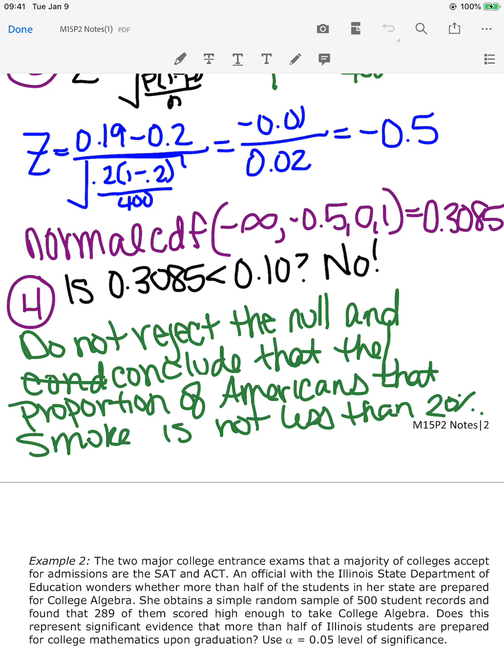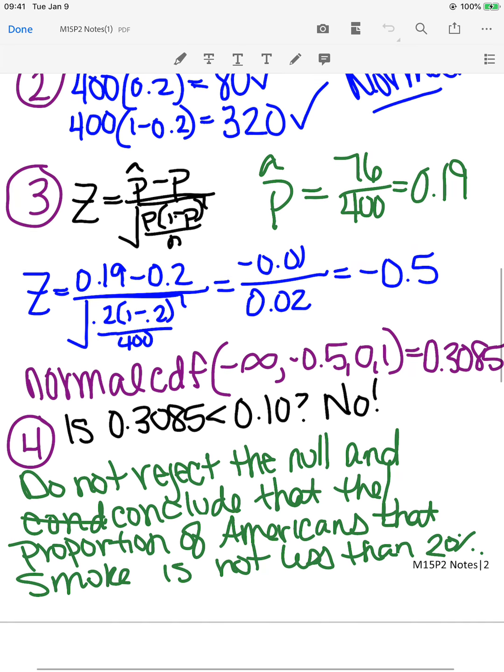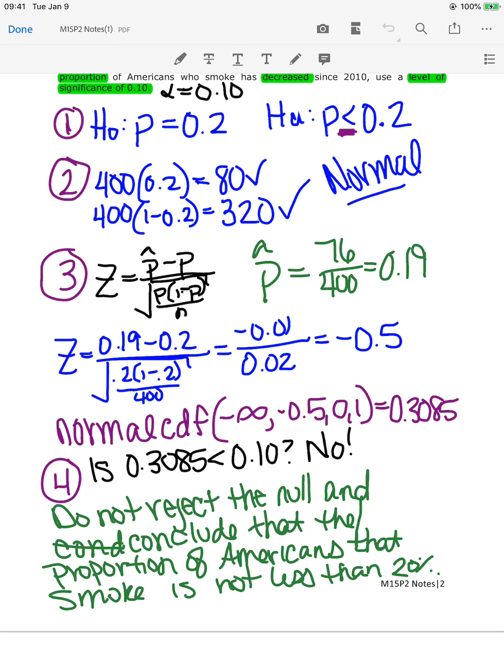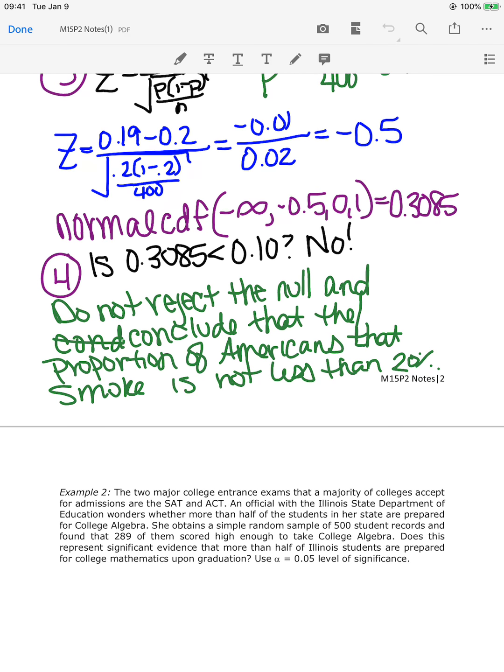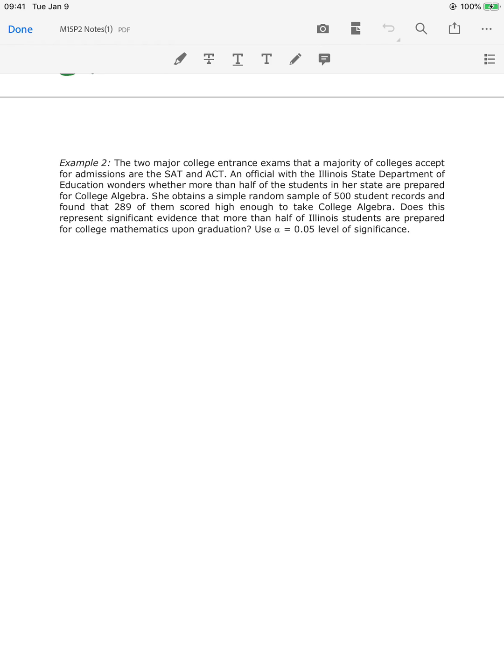All right. So there is one example of a hypothesis test. This is an example of a left-tailed test. Let's move on to the next example and see how things change.